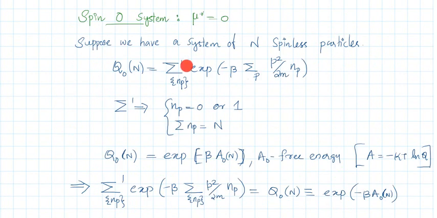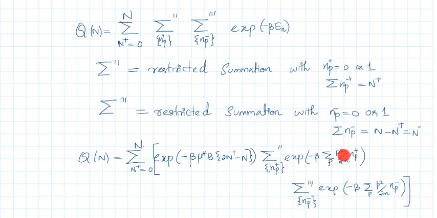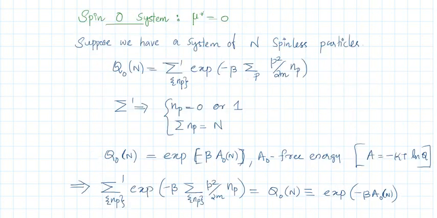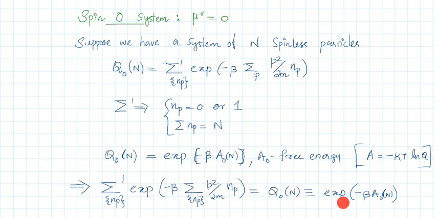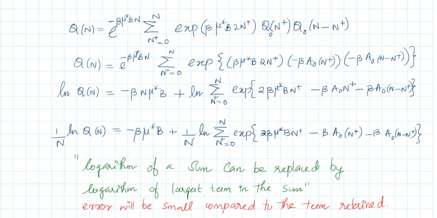Using this definition of q0 of n, if you substitute here for this quantity, then you will get q0 of n plus as well as q0 of n minus n plus. So q of n equals e raised to minus beta mu star b n. You can include this in the exponential by using the definition of q0. q0 is actually exponential of minus beta a0 n. So by writing q0 as exponential of minus beta a0, you can combine everything in a single exponential.